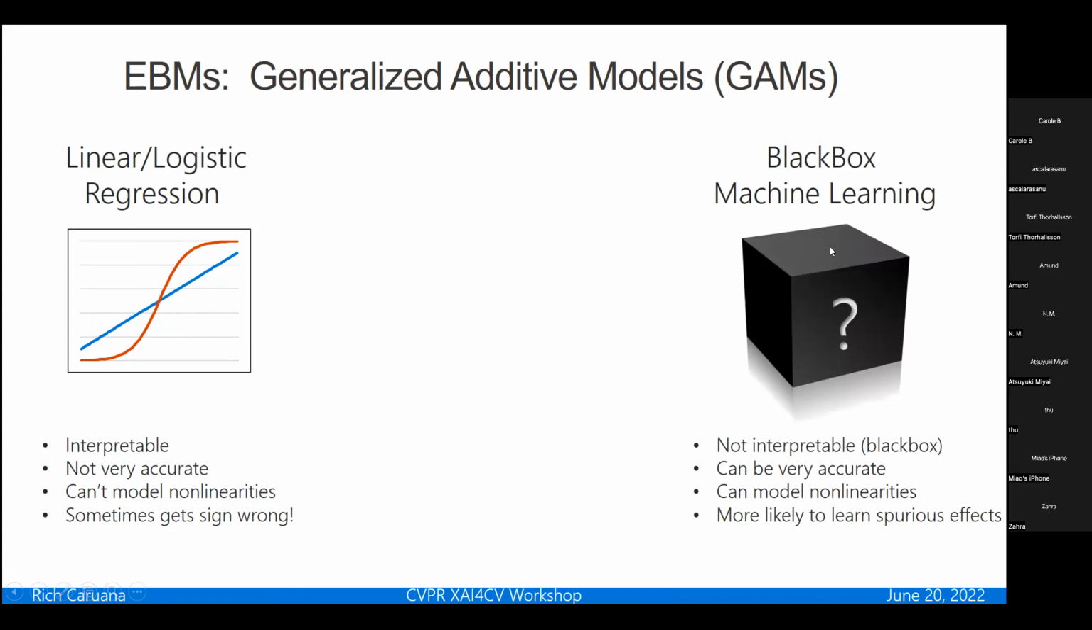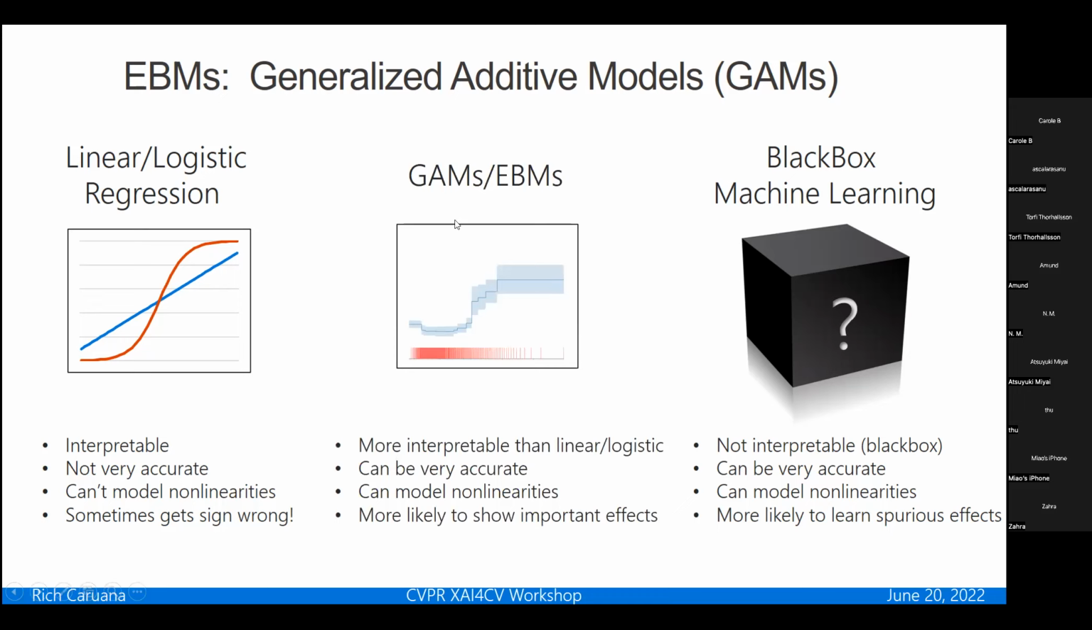On the far right now, we've got black box machine learning. Think of this as a deep neural net or boosted trees. Not very interpretable, that's why we call them black boxes, but they can, of course, be very, very accurate, and that's because they easily model nonlinearities. They are a little more likely, because they're so complex, to learn spurious effects, and the previous talk was really interesting because maybe we can reduce some of these spurious effects by taking some causal learning into account.